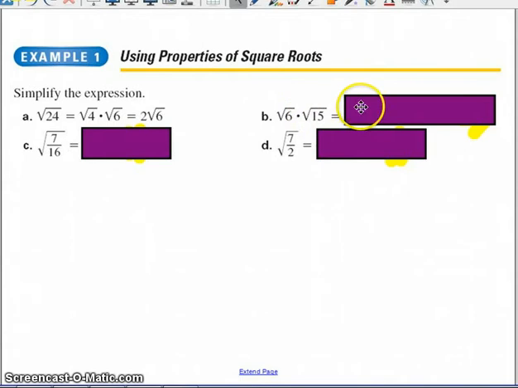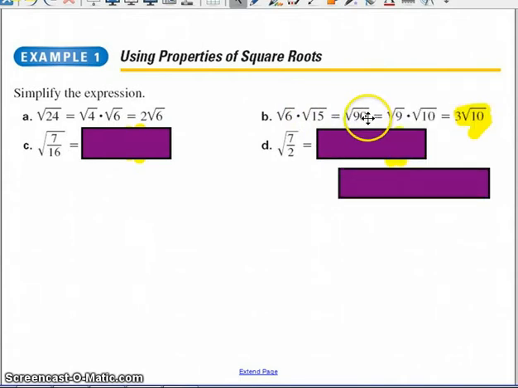When I multiply them, though, I get the square root of 90. That does have a perfect square in it, and I can keep going like it indicates here, and I'll end up with 3 root 10. Then I'm done because I can't do anything with the square root of 10. 7 over 16, taking the square root of that, well, I can do the two separately.